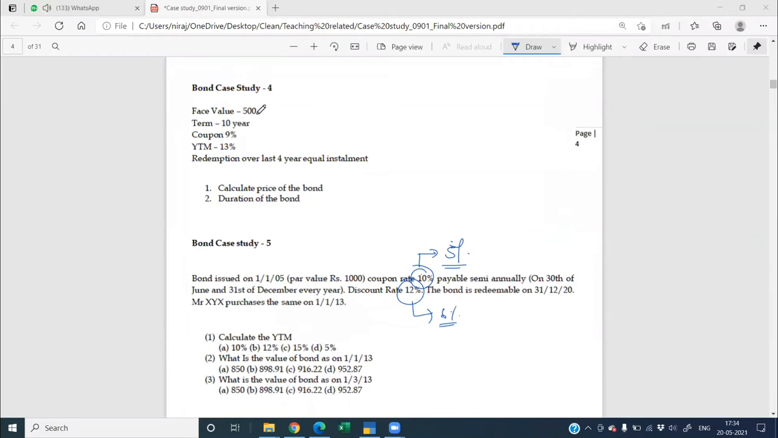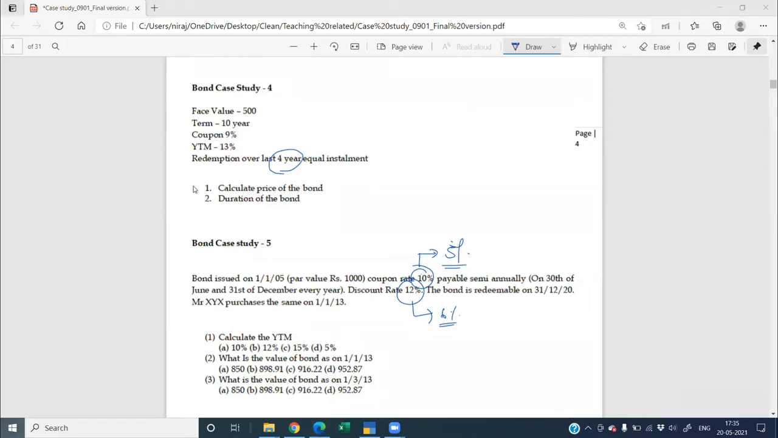The face value of the bond is 500. Term life of the bond is 10 years. Coupon rate is 9%, YTM is 13%, redemption over last 4 years in equal installments. So this is the most critical thing that one has to remember in this case. Most of the members make a mistake. They do a flat calculation of a bond, but in this case, because it is a redemption in 4 equal installments, you will have to take 4 different cash flows for them. How you will do this, I will show you.